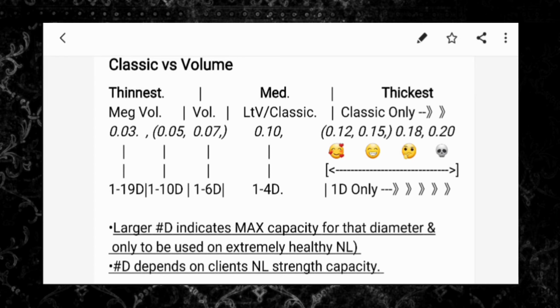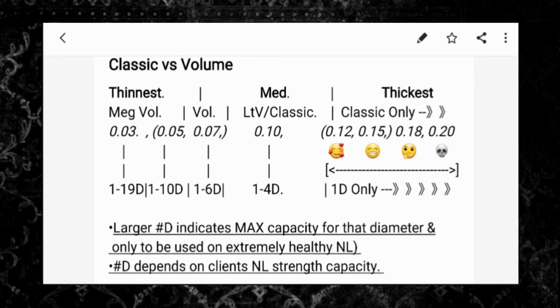On the thicker lashes, they're always only 1D. All of those, the 0.12, 0.15, 0.18, 0.20, are always going to be classic only, 1D only.